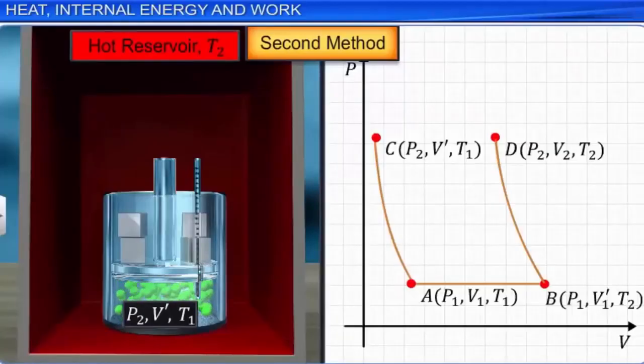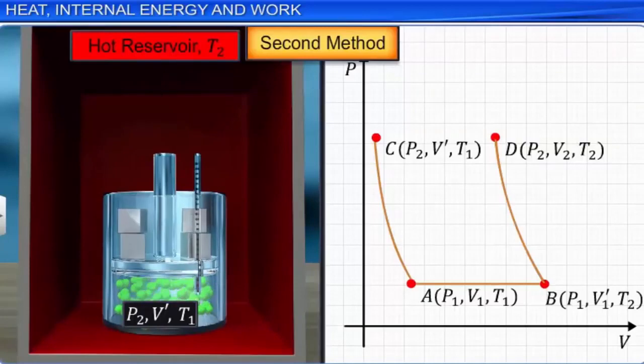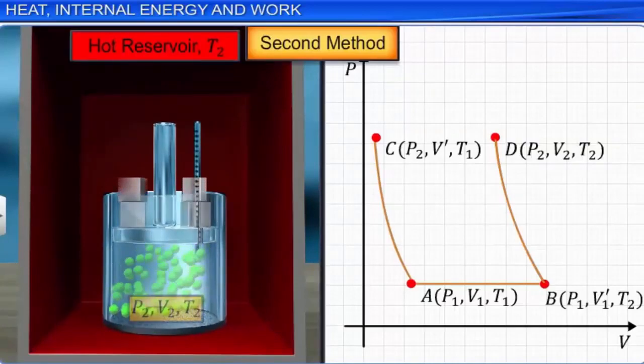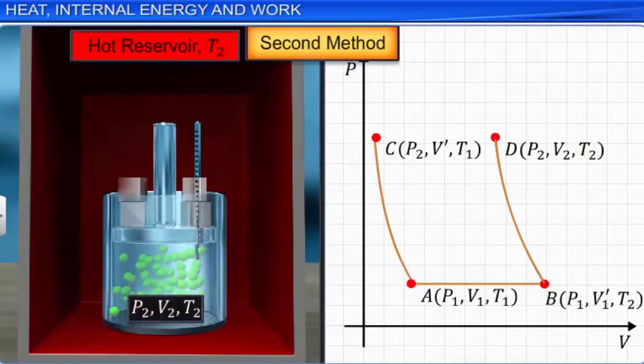Now place the container on the hot reservoir maintained at a constant temperature T2 and allow the gas to expand at constant pressure to reach the final state P2, V2, T2. This process is shown by the curve CD in the PV graph.